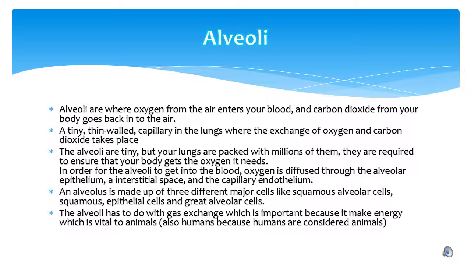In order for oxygen to get from the alveoli into the blood, it is diffused through the alveolar epithelium, an interstitial space, and the capillary endothelium. An alveolus is made up of three different major cells: the squamous alveolar cells, the squamous epithelial cells, and great alveolar cells. The alveoli have to do with gas exchange, which is important because it makes energy, which is vital to animals.